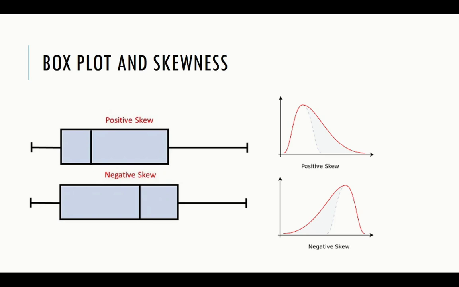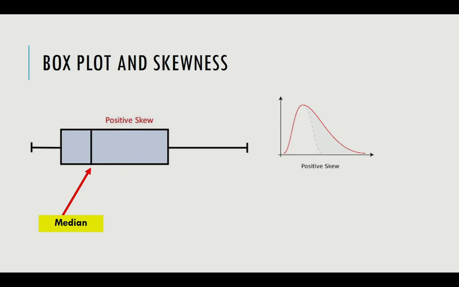But on the bottom box plot, we see a negative skew. And that's as if I've taken that distribution on the right, the red one that says negative skew, and I've pulled it towards the left, towards the negative numbers, right? So both of these help us understand skew. You should be able to look at a box plot and see if it tells you anything about skew.